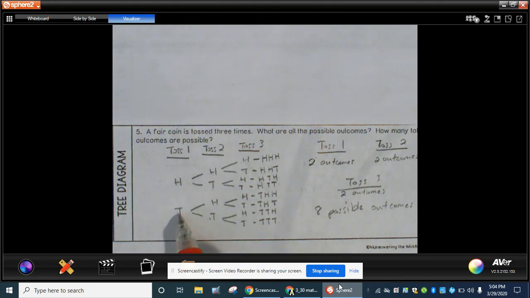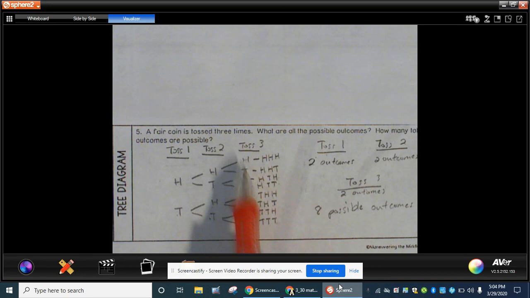So let's say my first toss was tails, second toss was heads, and my third toss could be either heads or tails. In this case, it's heads. So I got tails, heads, heads. My sixth could be tails, heads, tails. My seventh could be tails, tails, heads, as you see here. And tails, tails, tails could be my eighth. So I have 8 possible outcomes.